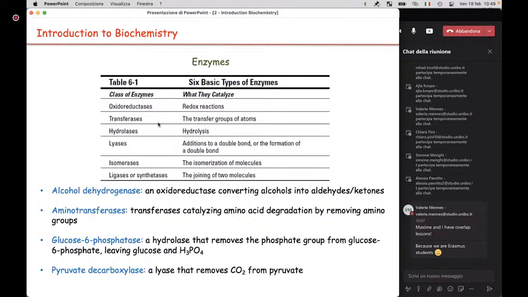Okay, so we will have different subclasses of transferases. For example, methyl transferases, amino transferases, and so on and so forth, according to the specific group they are able to transfer. Hydrolases make hydrolysis reactions happen, and so on and so forth. Okay, no need to go into much detail, just understand these are classes, and within each class we have several different enzymes specific for different substrates.